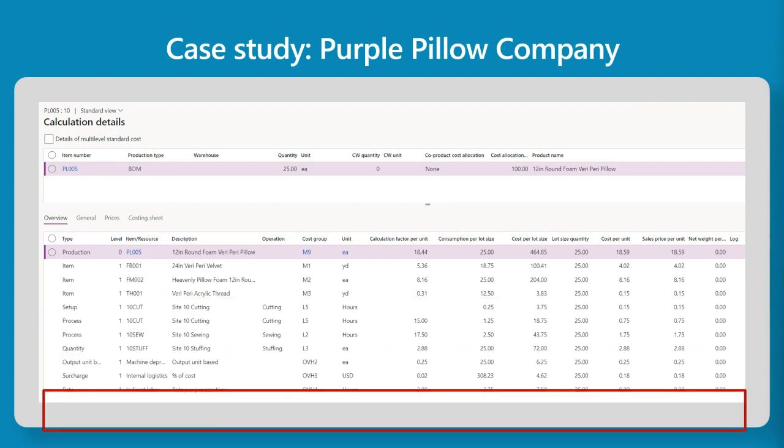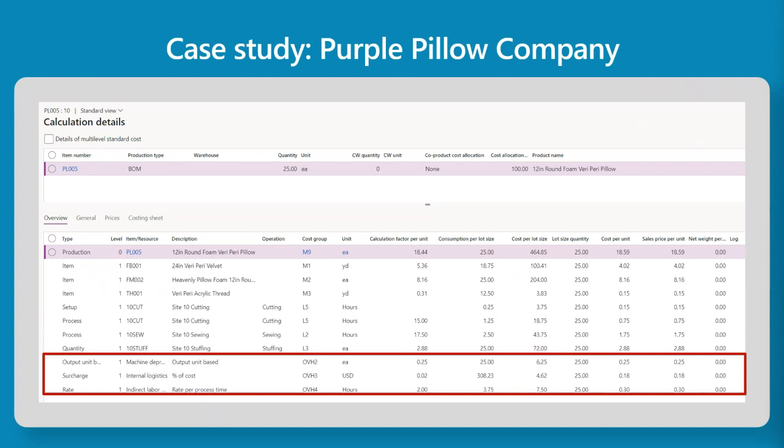Finally, the cost calculation shows 3 indirect charges. The first is an output unit-based calculation to absorb machine depreciation. Its absorption basis is the setup time for the cutting operation. The second indirect cost is a surcharge for the internal logistics, which is calculated as a percentage of the total cost. And the third indirect cost is a rate for the indirect labor cost based on process time of the cutting and sewing operations.